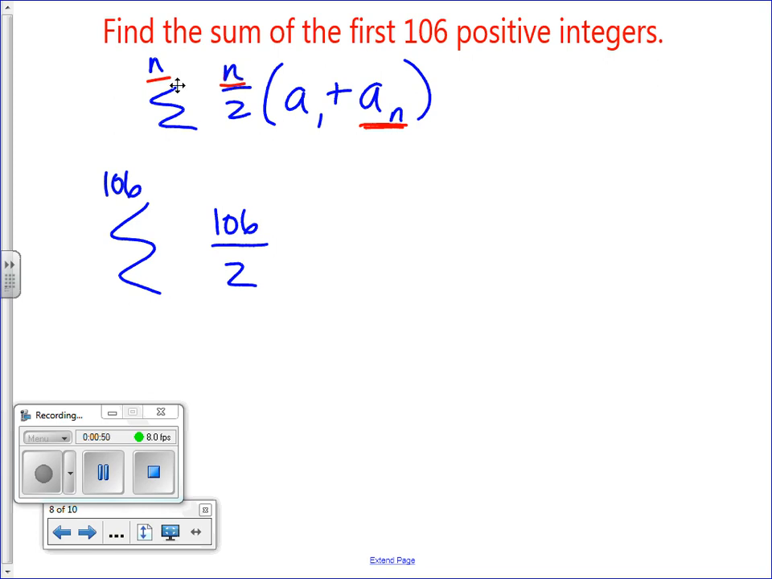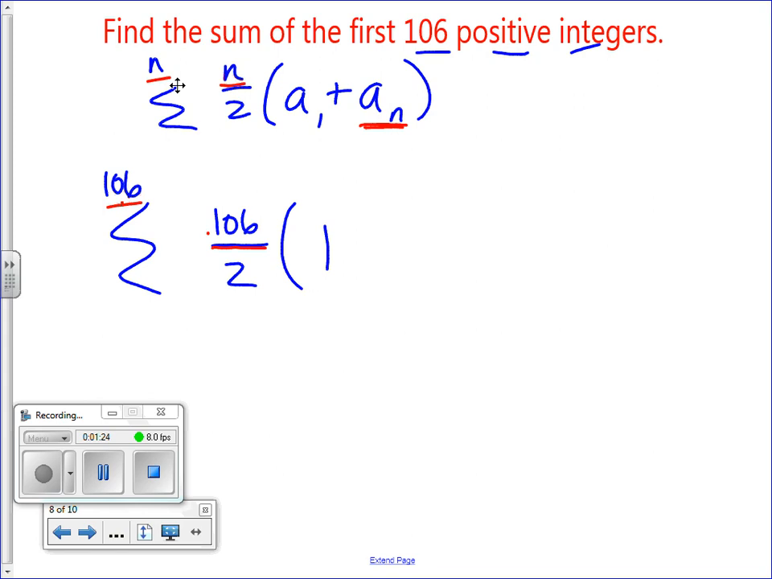Now, are these numbers always going to match? You have to be careful with that. There'll be some examples that we'll talk about in class, but in this instance, yes. We're saying that there are 106 positive integers that we're adding together, so there are 106 numbers that we are adding together. Now, what would be the first term in this sequence? If it's the first 106 positive integers, what is the first positive integer? That's 1. What is the last number in this list?